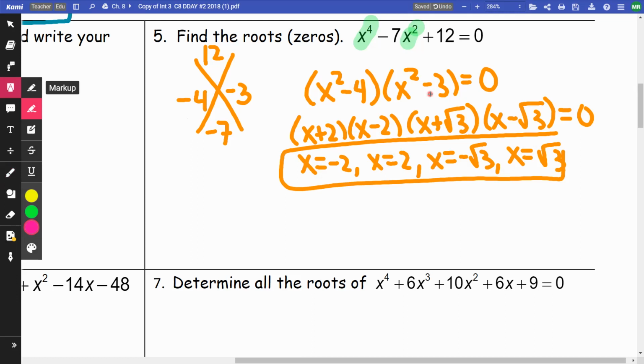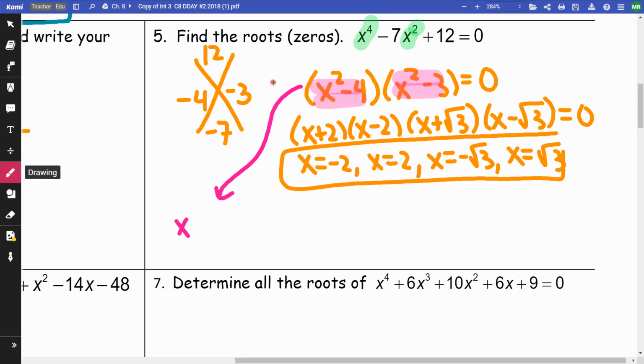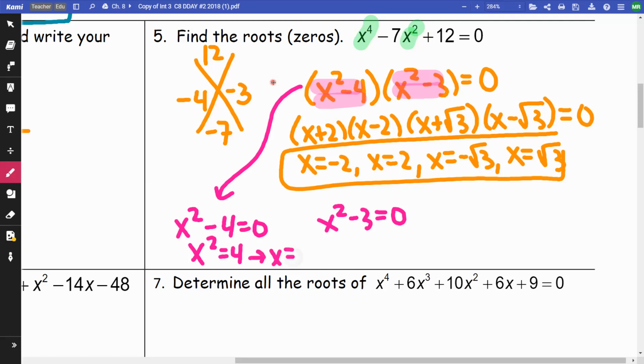Now again, some of us might have trouble doing that with this because maybe we don't feel comfortable if it's not a perfect square. So what we could have done is taken x squared minus 4, set it equal to 0, and the x squared minus 3 and set that equal to 0. I get x squared equal 4. I take the square root. I get a positive and negative 2. This one, I add the 3. I take the square root. I get a positive and negative root 3. So you see, either way, I get the 4 answers.